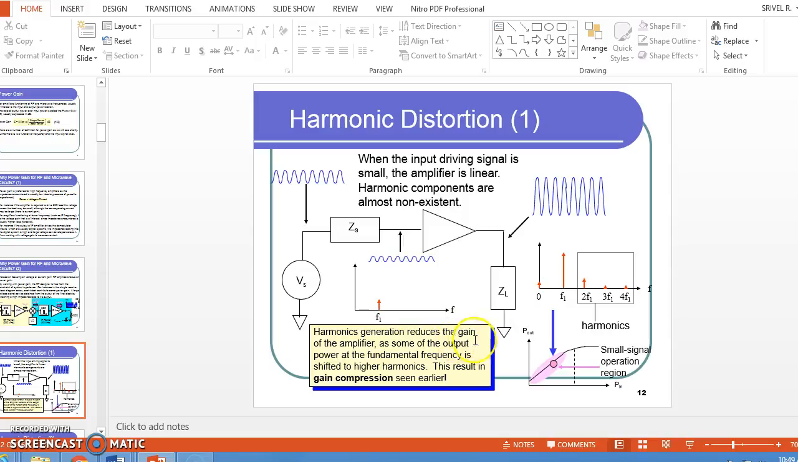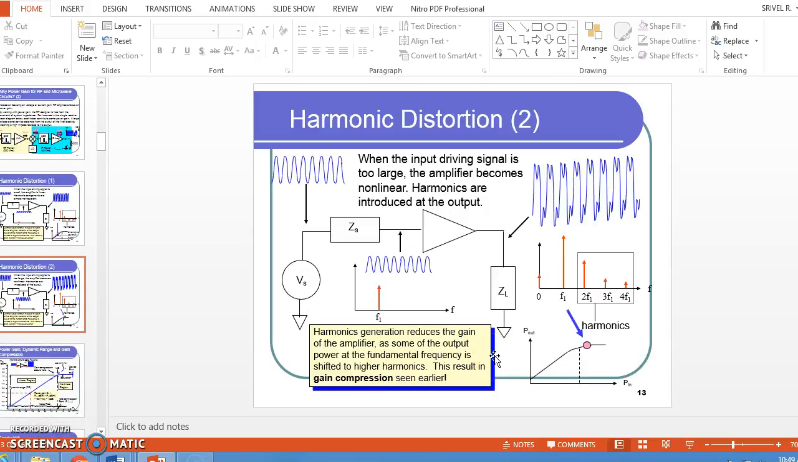Harmonics generation reduces the gain of the amplifier as some of the output power at the fundamental frequency is shifted to higher harmonics. This results in gain compression, that we had discussed earlier. When the input driving signal is too large, the amplifier becomes non-linear. So harmonics are induced at the output for a large signal. So you will get a non-linear output here.